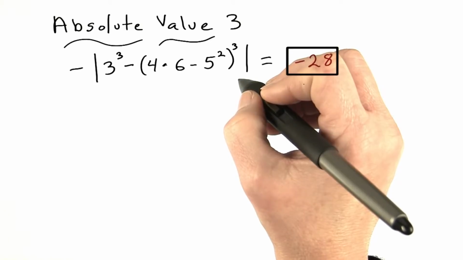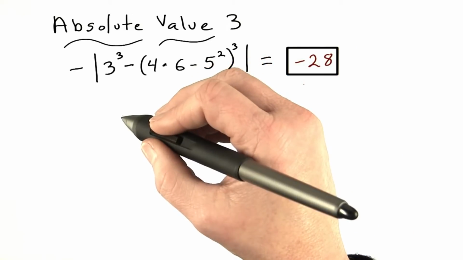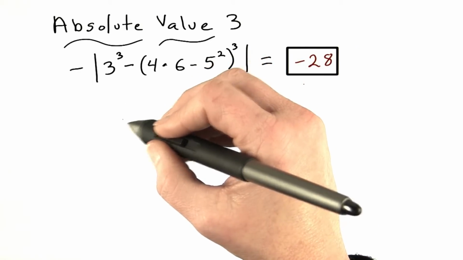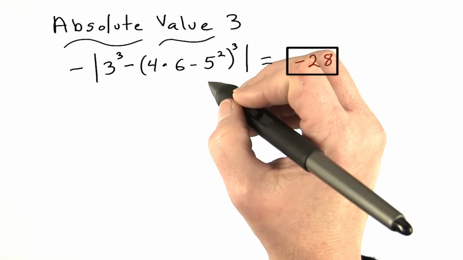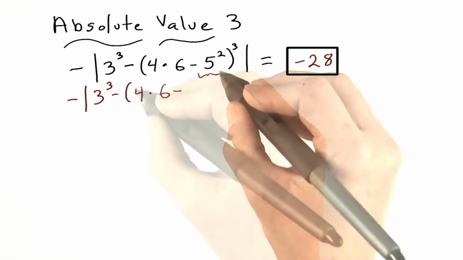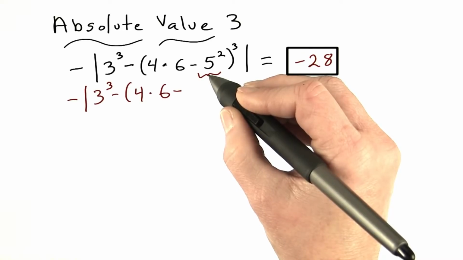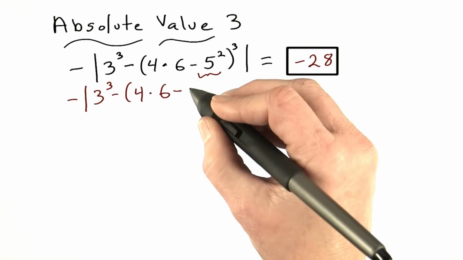Remember, when you're doing problems like this, you should always copy the operations that you didn't perform and only perform 1 or 2 operations at each step. So I'm going to copy everything down. The only thing I'm going to do right here is evaluate this 5 squared. And I know that 5 squared is 25.